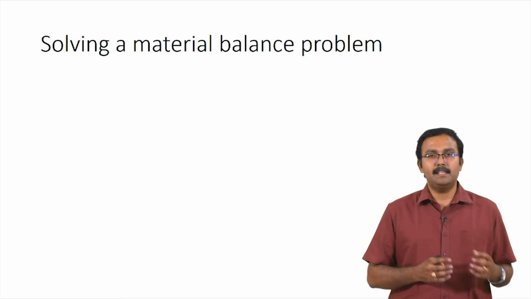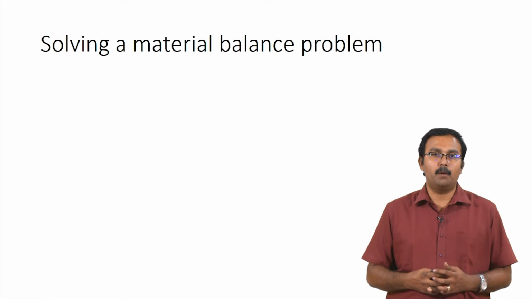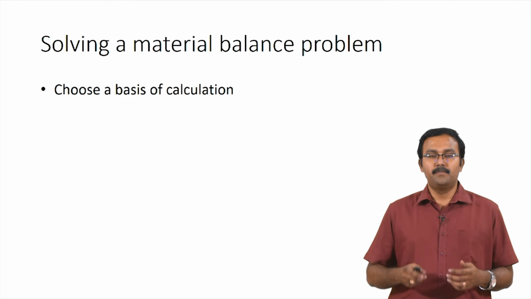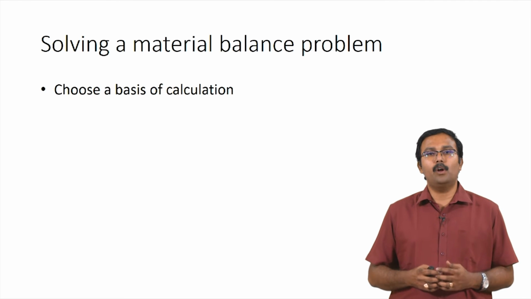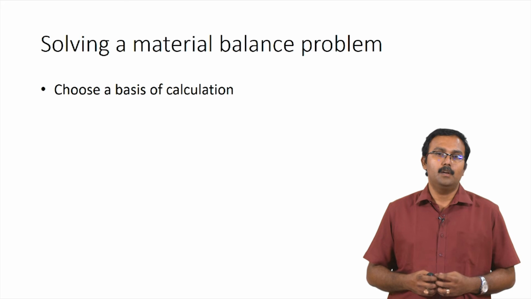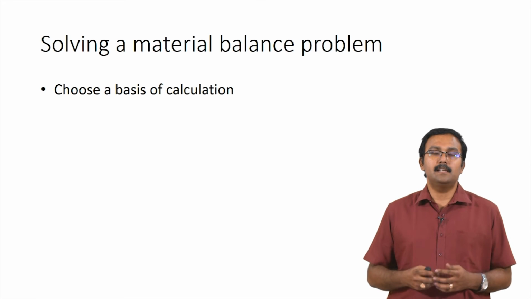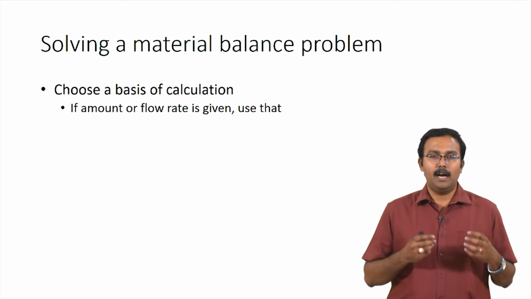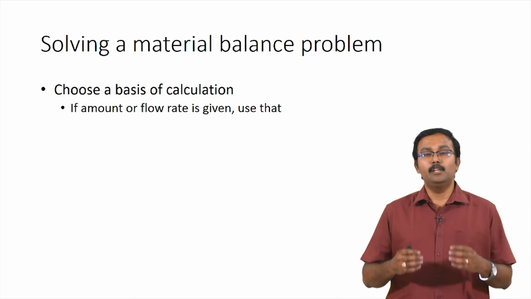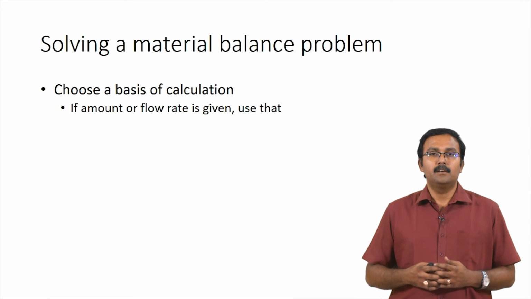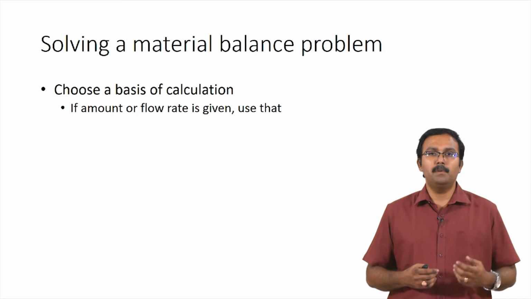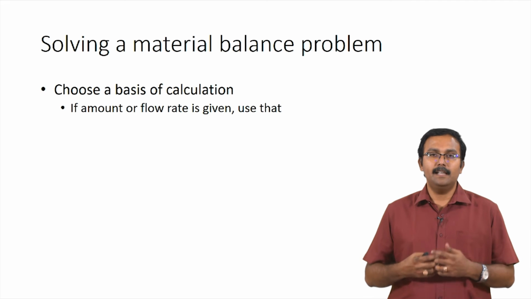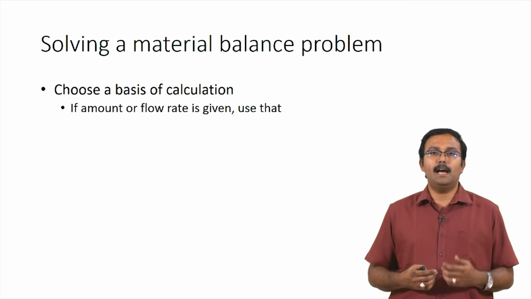Now, after establishing that we have a solvable problem, how do we go about performing the material balance problem itself? First, you need to choose something called the basis for calculations. What is a basis? A basis is a number which you choose to make your calculations easier. If amount or flow rate is given, then you would use that as your basis. For example, if you have a problem which states that 1 kilogram of substance A enters into the system, then you would choose that 1 kilogram of A as your basis.